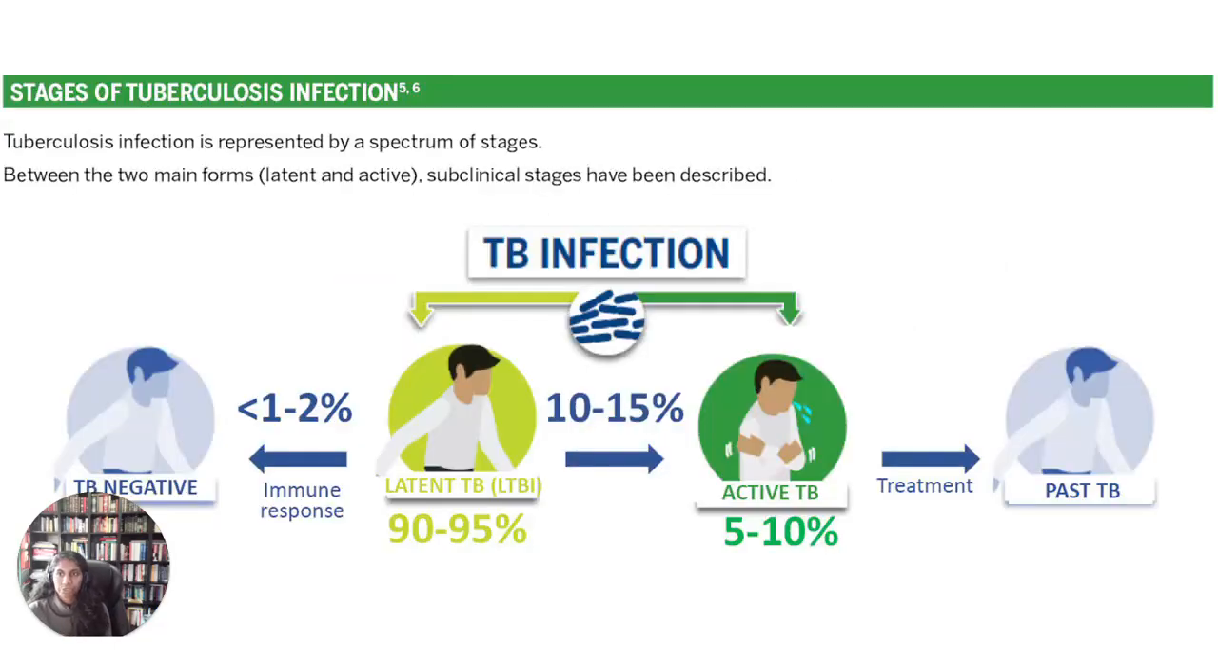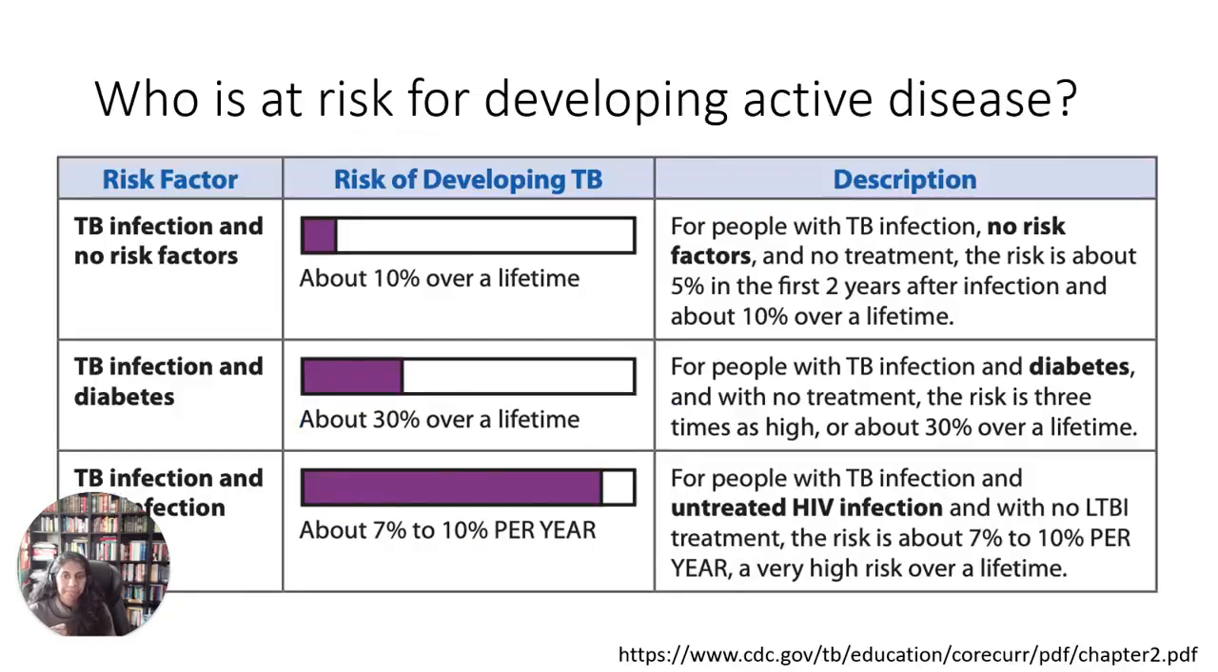Again, we talked about the stages of TB infection. A very small minority of patients, under 1 to 2%, will be able to eliminate the infection fully with their immune response. The vast majority develop latent TB infection, and over someone's lifetime, the risk of developing active TB disease from latent TB infection is about 10 to 15%. It's about 5 to 10% in the first 2 years after being exposed to TB and developing latent TB infection. So it's highest right after the infection occurs, and then it drops over time.